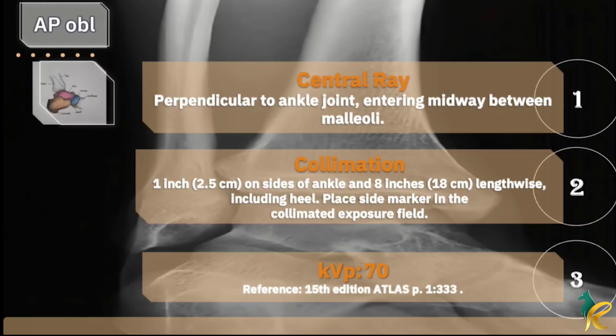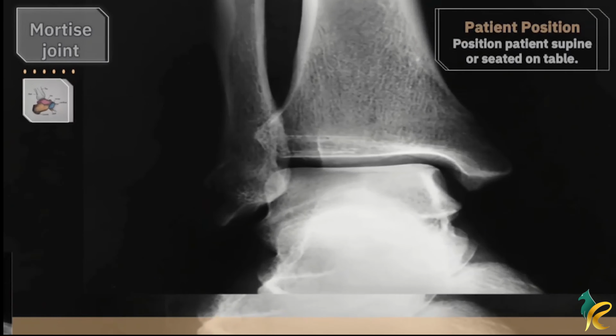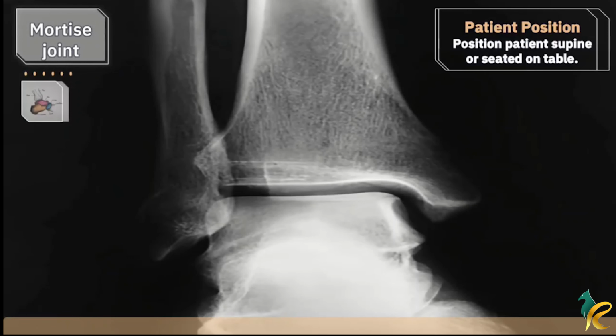Our collimation is 2 to 4 centimeters on each side of the ankle and 8 inches or 18 centimeters in length, including the heel, and our kVp is 70 to capture the mortise joint in ankle imaging.